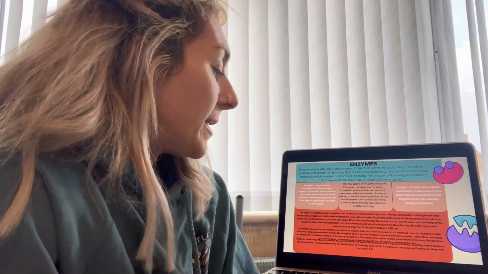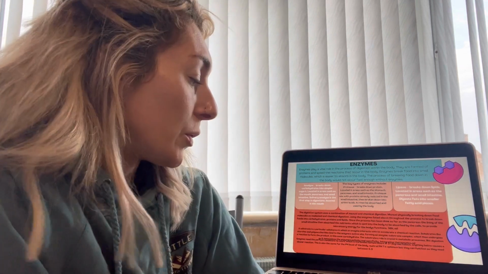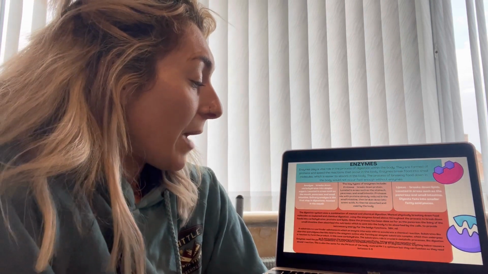Amylase is responsible for breaking down carbohydrates into smaller sugars, and it's located in areas such as the mouth, pancreas and small intestine. Salivary amylase is the first step in the digestion. It's located within the mouth.